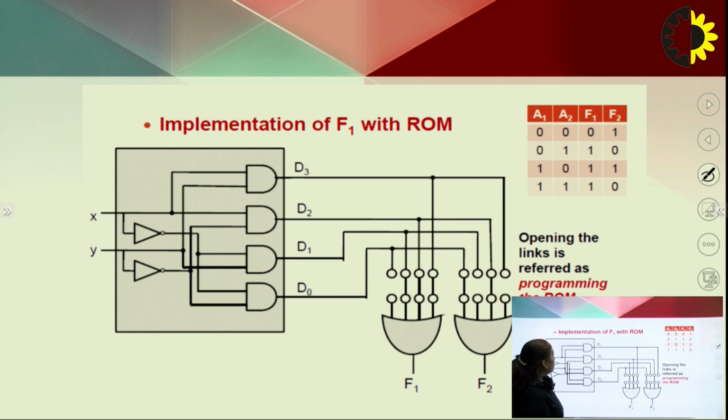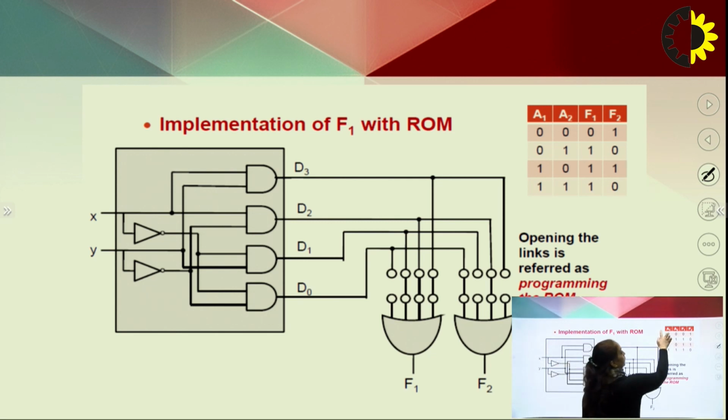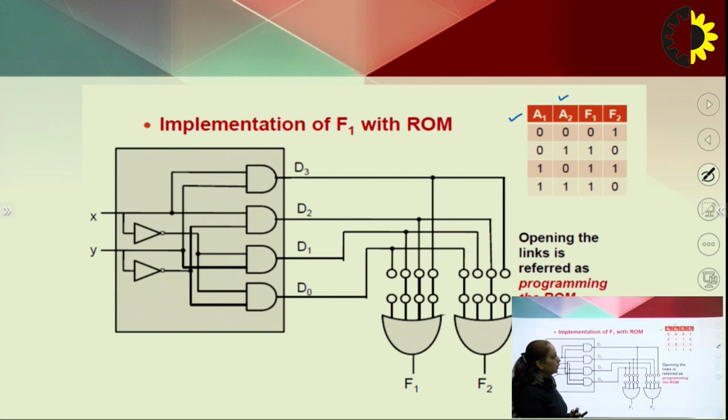So next is the implementation of ROM, which I was telling you that we have this kind of connections also. For example, we have two inputs A1 and A2, and we have outputs F1 and F2, right? So two inputs are connected to the decoder inputs, and from there we are going to generate the 4 outputs, and opening the links is referred to as programming the ROM.